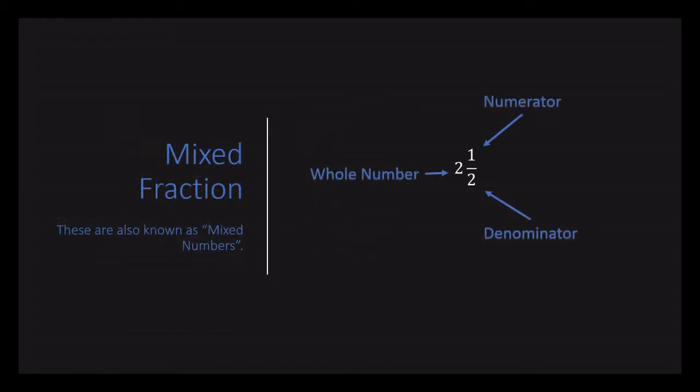Very nice. Now, we are also going to learn, later in the course in another lesson, about mixed fractions or mixed numbers. What is a mixed fraction or a mixed number? A mixed fraction or a mixed number is when you have a whole number, a regular number, accompanied by a fraction. So notice, right here I have this big number 2. This is a whole number. And then I have a fraction right here next to it. This is the numerator and the denominator. This is what we call a mixed fraction or a mixed number.